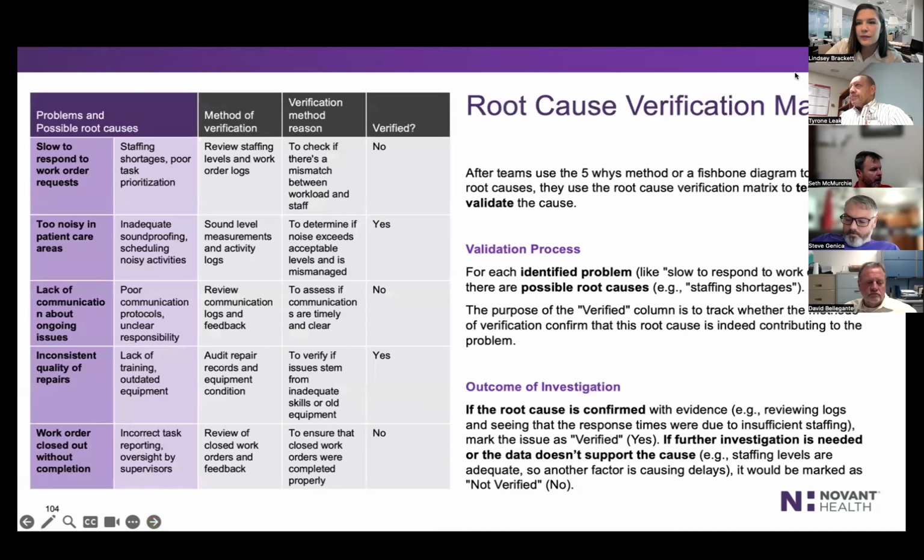Okay, this is just a reminder that it's important that we put together a root cause verification matrix to understand what we're dealing with here. And once again, the 5 whys can be a great contribution, or even using the fishbone diagram, which will help us to test and validate our solutions.